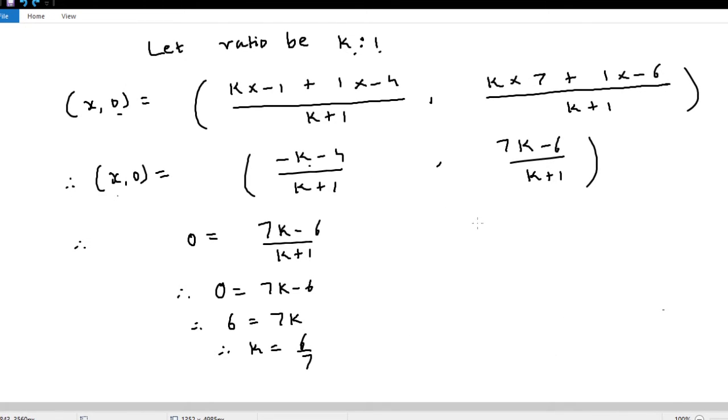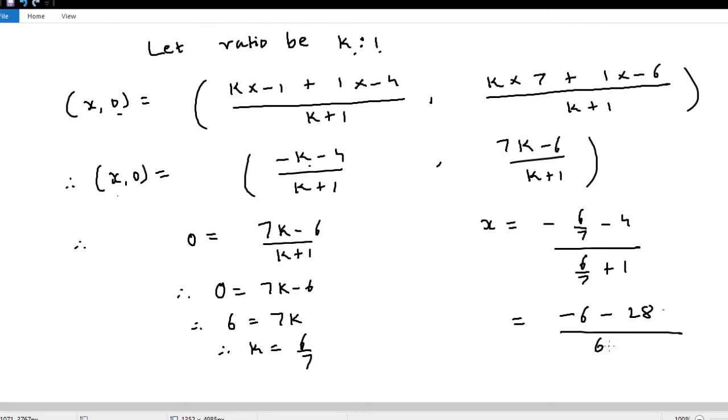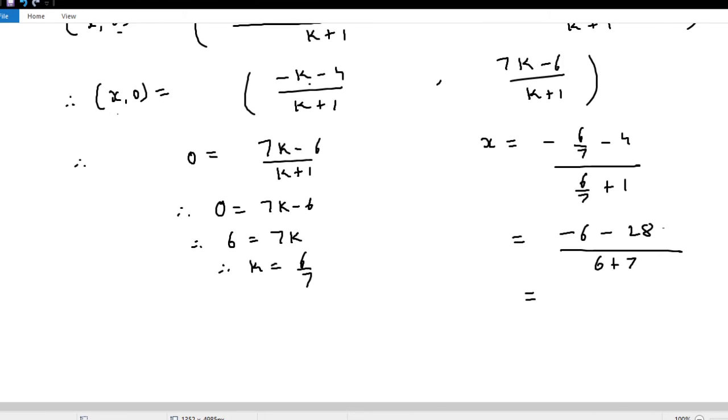Let us now equate the abscissas. So we know x is equal to (-k - 4) upon (k + 1), which is (-6/7 - 4) upon (6/7 + 1). Let's take the LCM. So (-6 - 28) upon 7, upon (6 + 7) upon 7. 7 will cancel out at both places. This leads us to -34 upon 13.